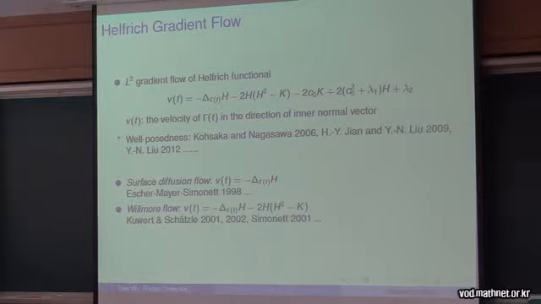However, this problem is still highly nonlinear and only partial results, for instance, the local well-posedness, have been obtained by several authors in the literature. And we just remark that the L2 gradient flow of the Helfrich functional is also related to some geometric flows in the literature, for instance, the surface diffusion flow and also the Willmore flow. And you can see from the expression that this Helfrich gradient flow seems more complicated than the other two.